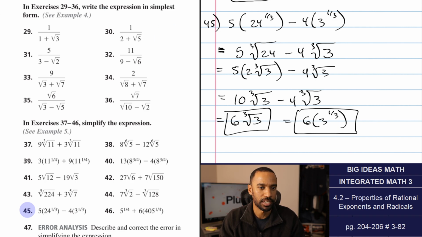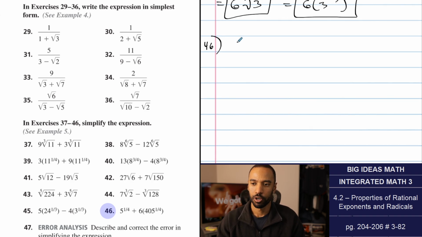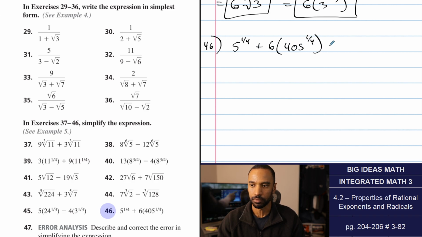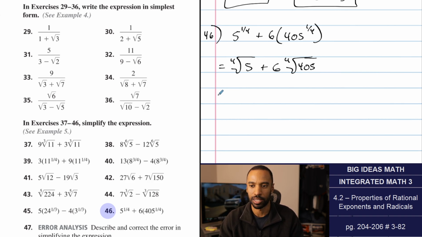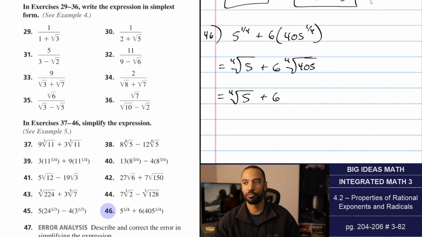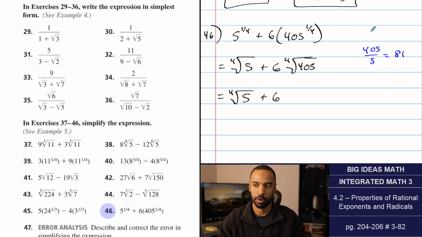And number 46, last one in this set. Five to the 1/4 power. Ooh, that looks ugly. Plus 6 times 405 to the 1/4 power. That's the 4th root of 5 plus 6 times the 4th root of 405. Let's just divide 405 by 5 right now and hope that we strike dumb luck here. Not really dumb luck, but just, hey, that's what the book would have wanted. 405 divided by 5. Let me just write this on the side just so you know what I'm talking about. That's 81, and 81 is indeed a perfect 4th root guy.